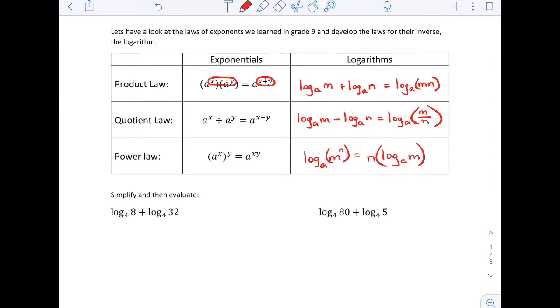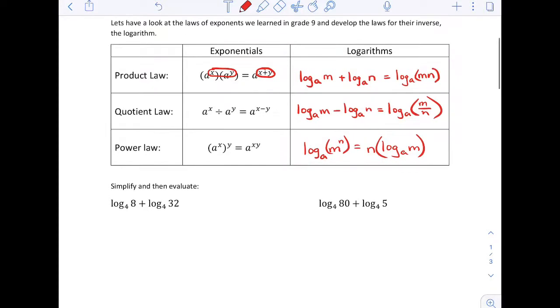So first one here, simplify and then evaluate. Simplify means write as a single log. So these have the same base of 4. So that's good. Our answer is going to be log 4 of. Now my arguments are 8 and 32, and we're adding the logs together. So it's going to be 8 times 32. So when I evaluate log 4 of 8 times 32, that's going to be my new argument that we have here. So 8 times 32 gives me 256.